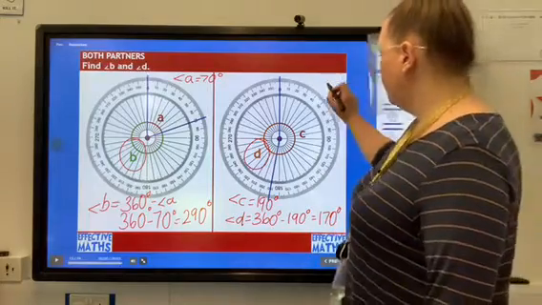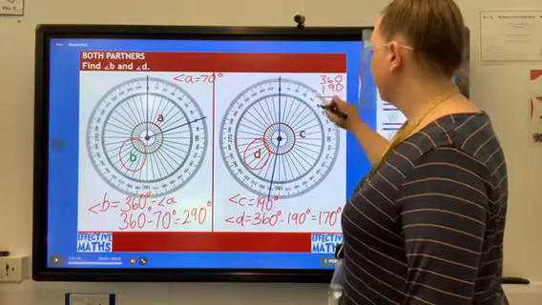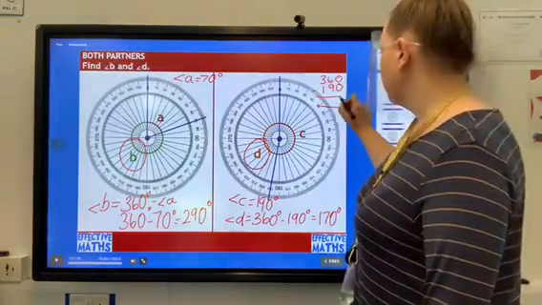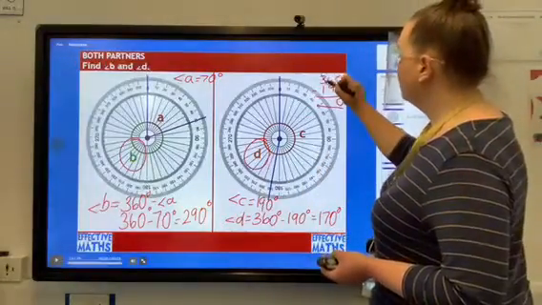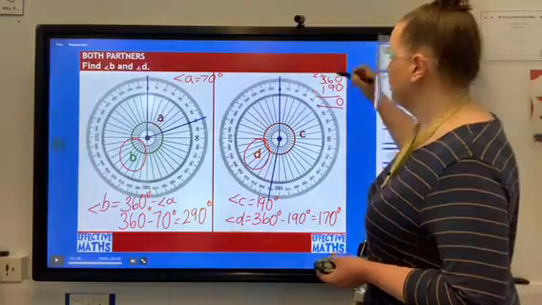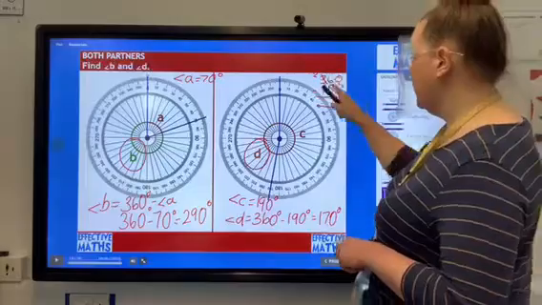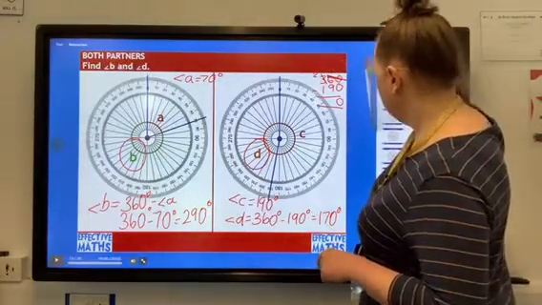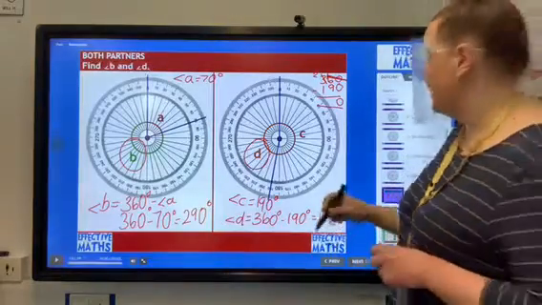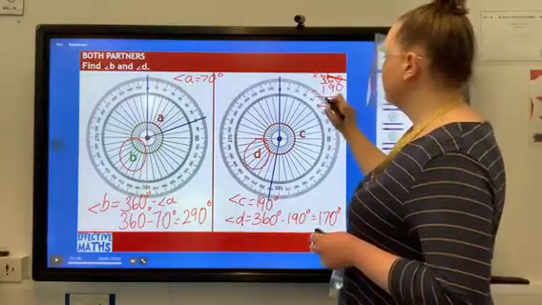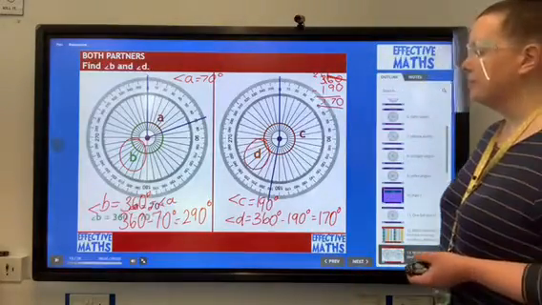Look, if I show you up here, 360 minus 190. 0 minus 0 is 0. 3 minus 6 we can't do, so we need to exchange. We're going to exchange one of our hundreds. We're left with 2 hundreds, and we exchange it for 10 tens and add it to the tens we already have. So 10 add 6 is 16 tens. 16 subtract 9 is 7. And 2 subtract 1 is 1. So that's why it's 170. Okay?